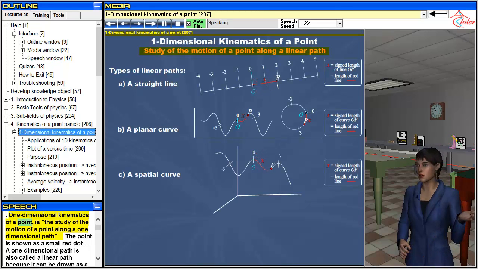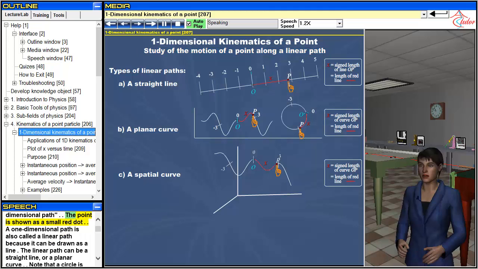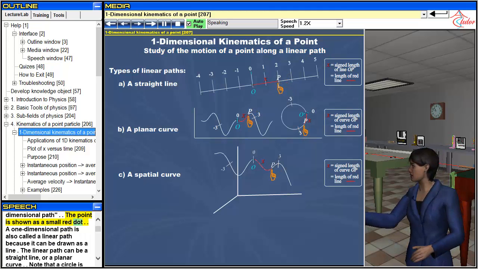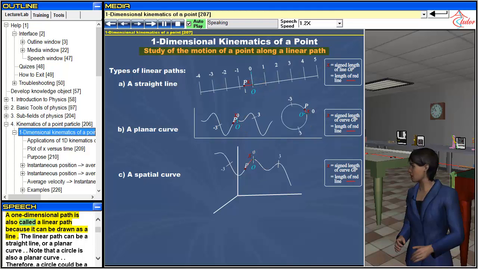One-dimensional kinematics of a point is the study of the motion of a point along a one-dimensional path. The point is shown as a small red dot. A one-dimensional path is also called a linear path because it can be drawn as a line.